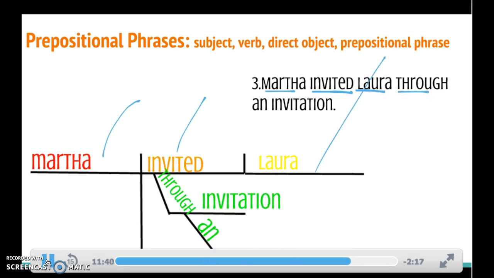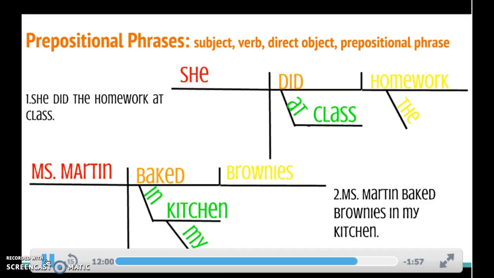And then we have the rest of the sentence. Through an invitation. Well, through is a preposition, so it means we have a prepositional phrase. We just put it below the verb as always, and then we're going to read the rest of the sentence. An invitation. An is an article, it's describing the invitation, so we write an below the invitation.